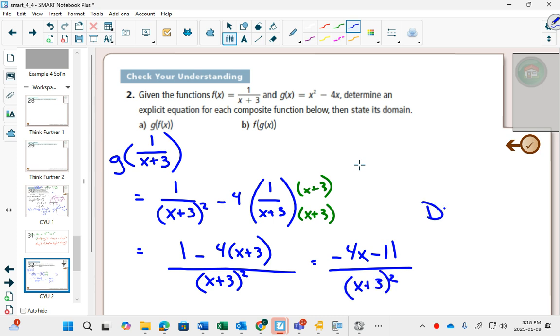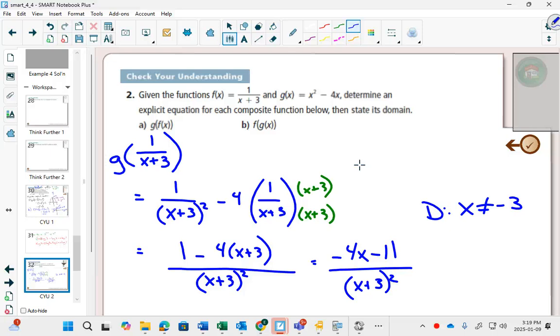So its domain, x can't equal negative 3, because that would cause you to divide by 0. And thank goodness they didn't ask the range, so we're not going to worry about it. Could you graph this? Absolutely. This is a chapter 2 graphing.